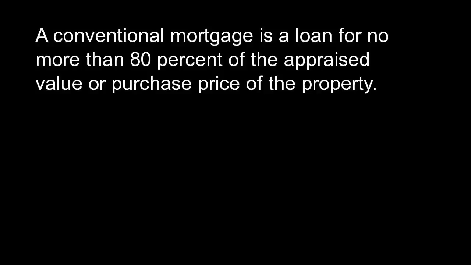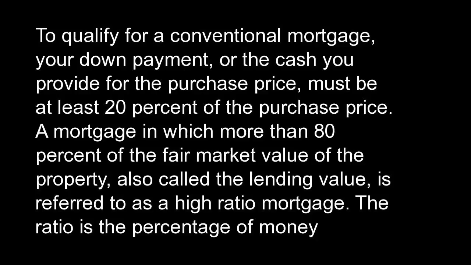Conventional mortgage. A conventional mortgage is a loan for no more than 80% of the appraised value or purchase price of the property. To qualify for a conventional mortgage, your down payment, or the cash you provide for the purchase price, must be at least 20% of the purchase price. A mortgage in which more than 80% of the fair market value of the property, also called the lending value, is borrowed is referred to as a high-ratio mortgage. The ratio is the percentage of money borrowed in comparison to the value of the property.